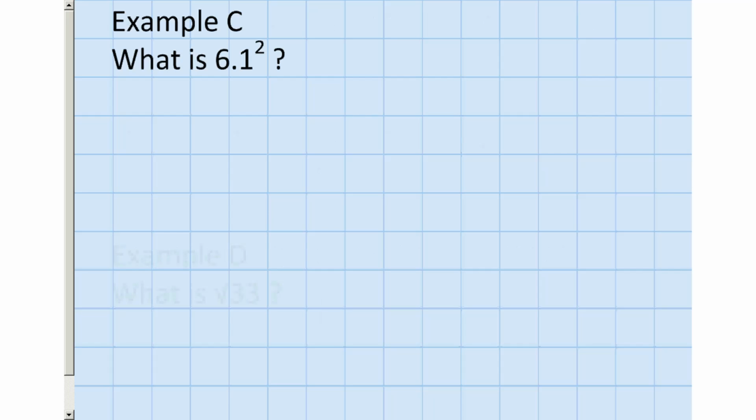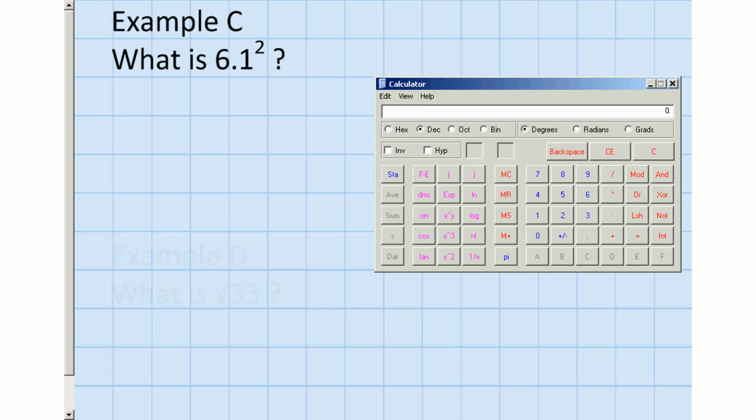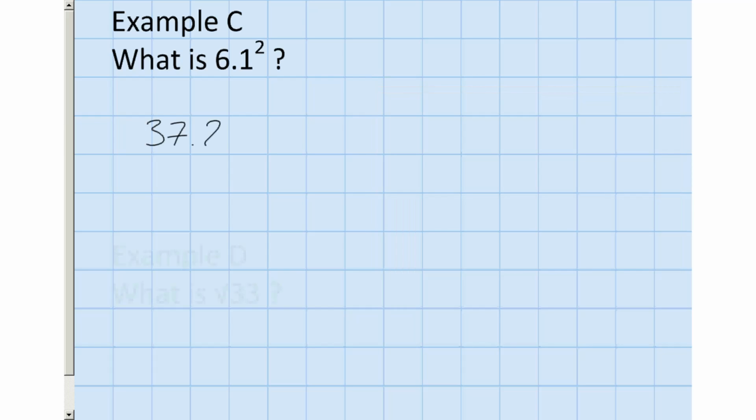But what is 6.1 squared? So on your calculator, 6.1, you can see my squared button is down the bottom here, the bottom middle purple one, squared. So 6.1 squared is 37.21.